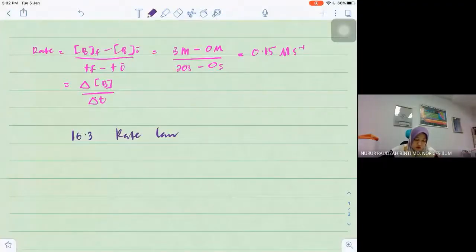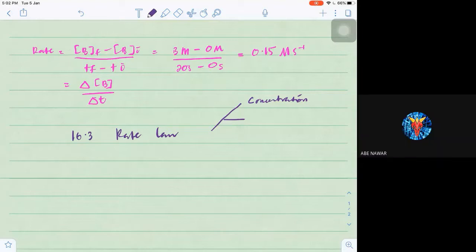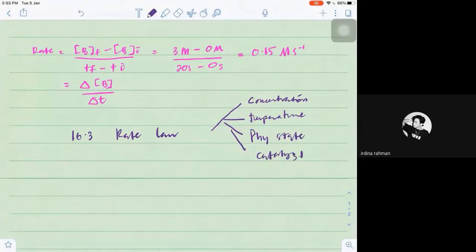What are the four factors? The first is concentration. Temperature. Use of catalyst. Next is the physical state. And lastly is the catalyst.